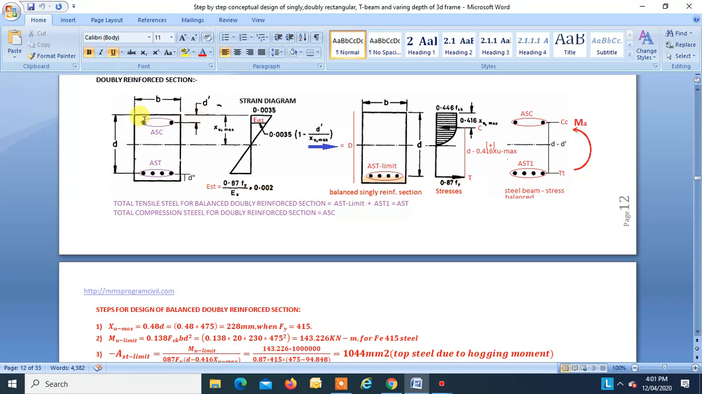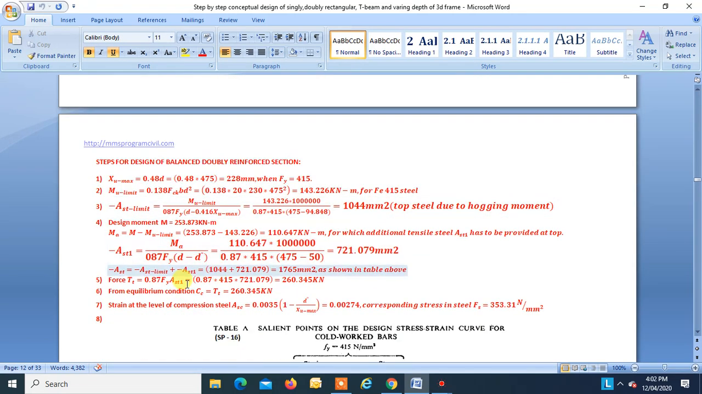So this lever arm will be D minus D dash. So this is D minus D dash. Okay, so T into JD is equal to MA. So T is equal to 0.87 Fy AST1, and this is the lever arm, right? So we get the formula: AST1 is equal to MA divided by 0.87 Fy into lever arm.